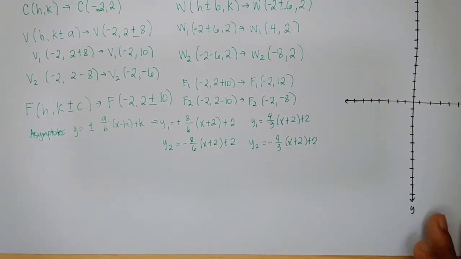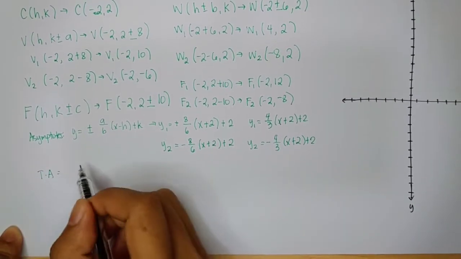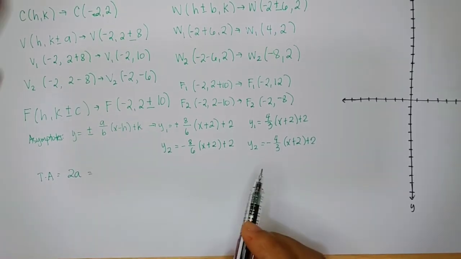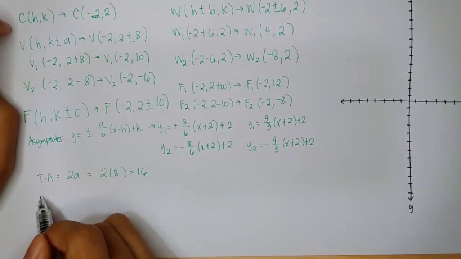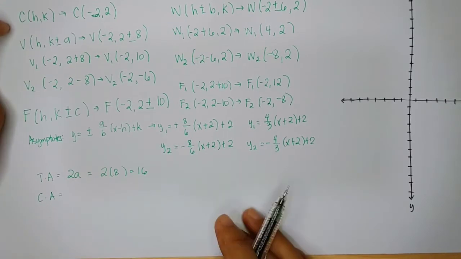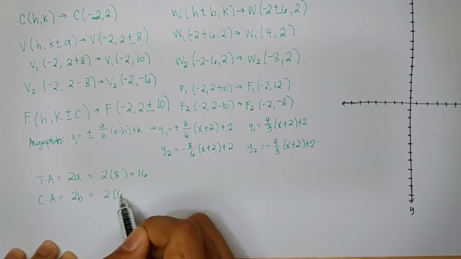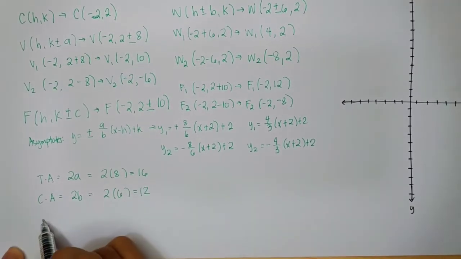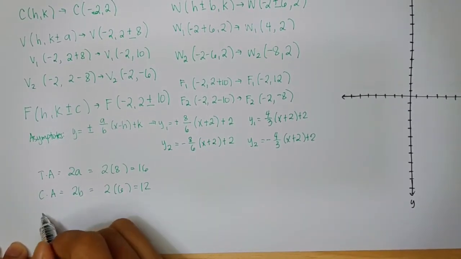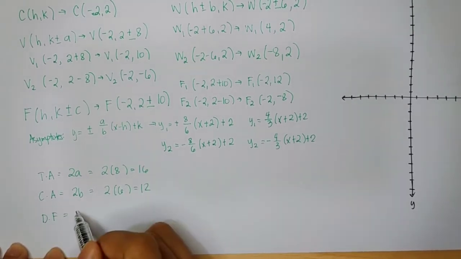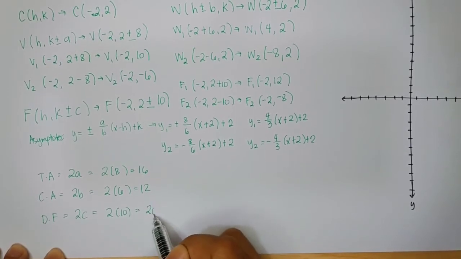Okay. So, let's try to know the length of our transverse axis. So, transverse axis, we have 2a. So, 2a natin is 2 times 8. So, this will be 16. Yung sa conjugate axis natin, that will be 2b. So 2b, we have 2 times 6, this is 12. And yung length ng foci, distance between the foci, this will be 2c. So we have 2 times 10, this is equal to 20.